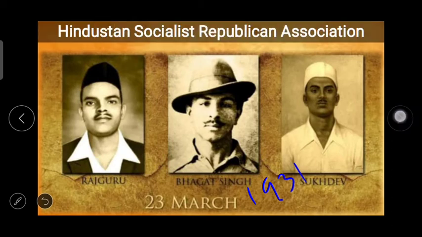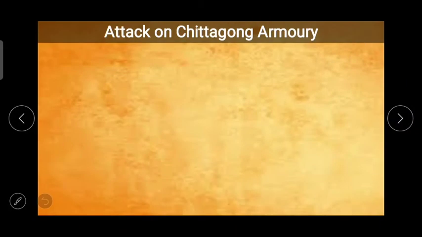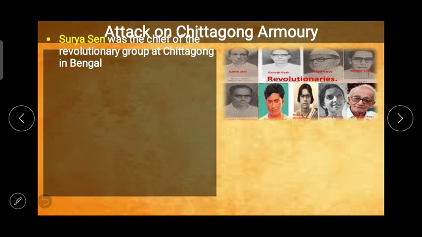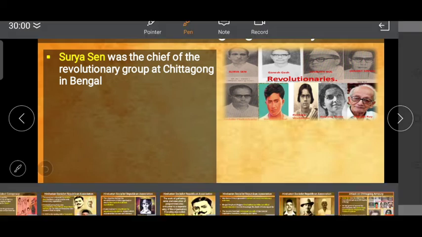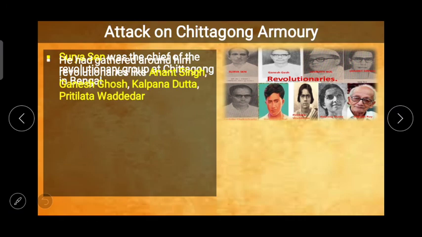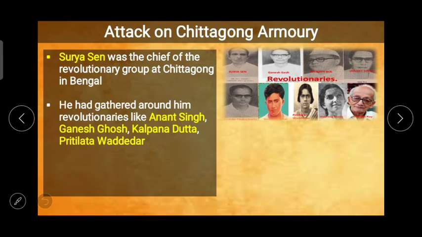Now the next point is the attack on Chitgaon Armory. In this, Surya Sen was the chief of the revolutionary group at Chitgaon in Bengal. He had gathered around him revolutionaries like Anand Singh, Ganesh Ghosh, Kalpana Datta, and Pritilata Waddedar.